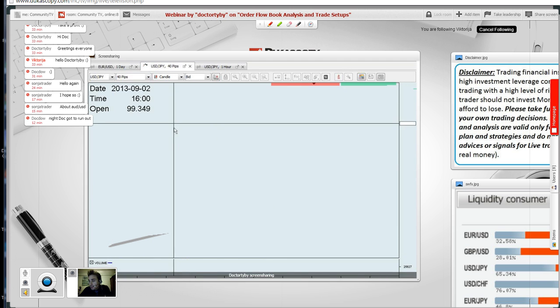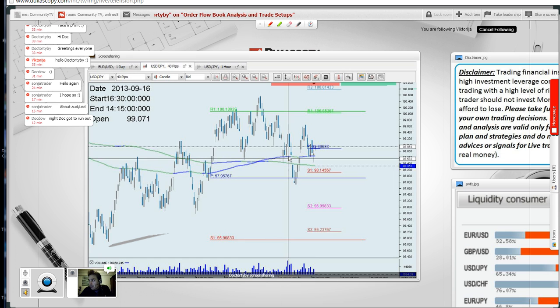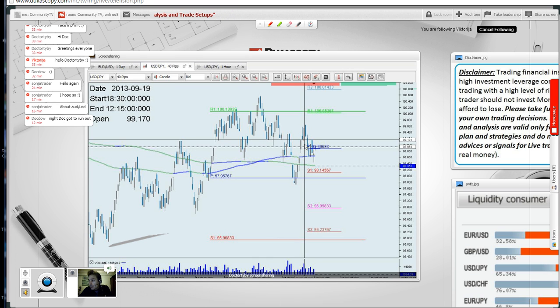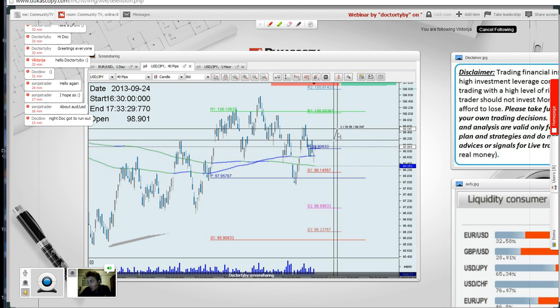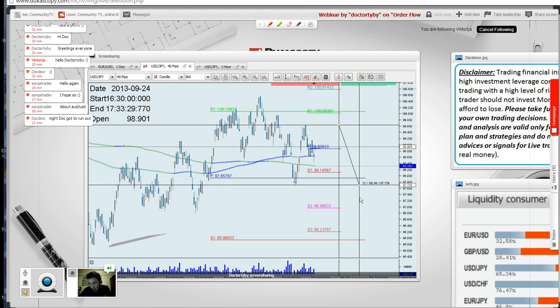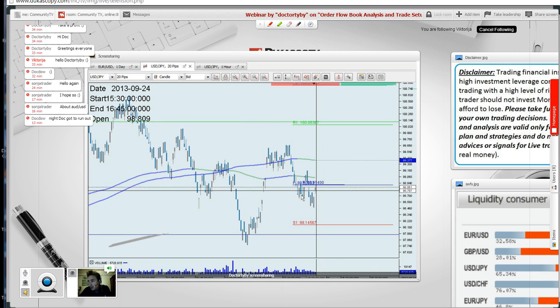On the 40 pips, we have a bullish signal from 99.30, 99 area. Two bullish signals from 99, 99.40. Now price is standing around 98.95. If price goes and closes today above 99, it will be a bullish signal to 99.50, 99.70, and then we'll probably get a bearish move. I will stay out of the US dollar Japanese yen, definitely.